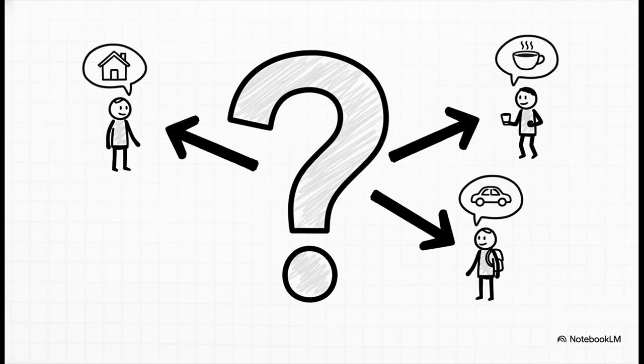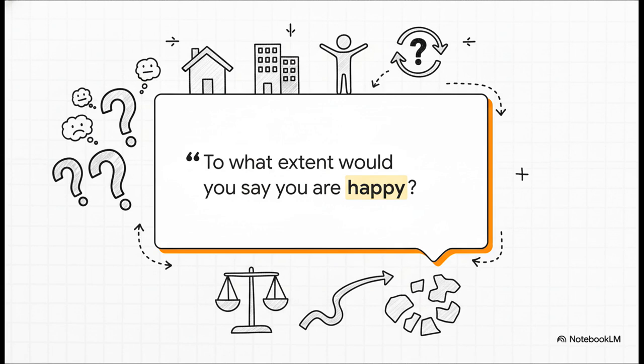And our third big mistake is ambiguity. This is when a question is so vague that it could mean 5 different things to 5 different people. Take this one. To what extent would you say you are happy? Happy? When? Happy with my job, my personal life? Happy with the sandwich I just ate? Without any context, one person might answer based on their lifelong satisfaction, and another might answer based on how their morning commute went. The answers are just totally incomparable.